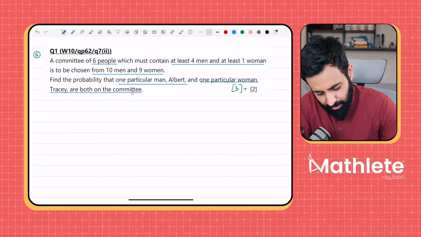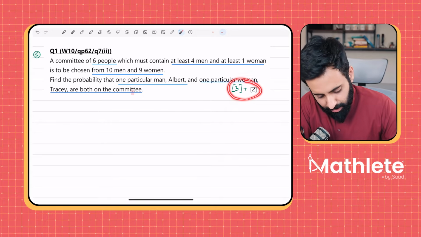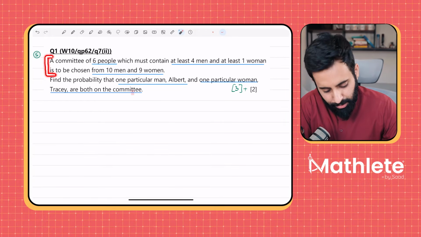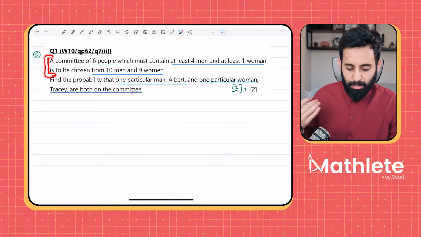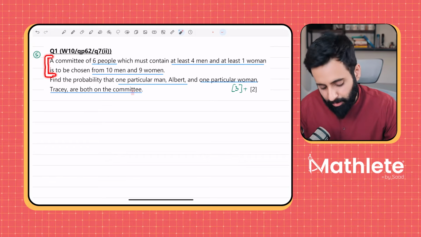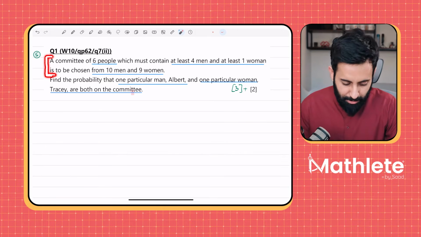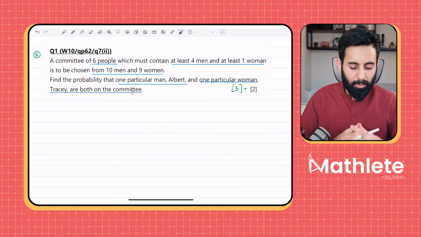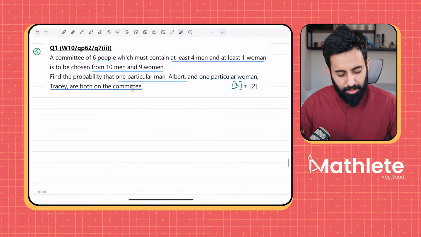Now, you've noticed that the marks I've given over here are 3 plus 2. Why? Because there was a part of this question where you just had to find out how many ways this is possible, that you choose a committee of 6 people, which must contain at least 4 men and at least 1 woman. So this was a separate 3-mark question, and then you had to find this out. Because we've combined them into one, that's why this overall becomes a 5-mark question.